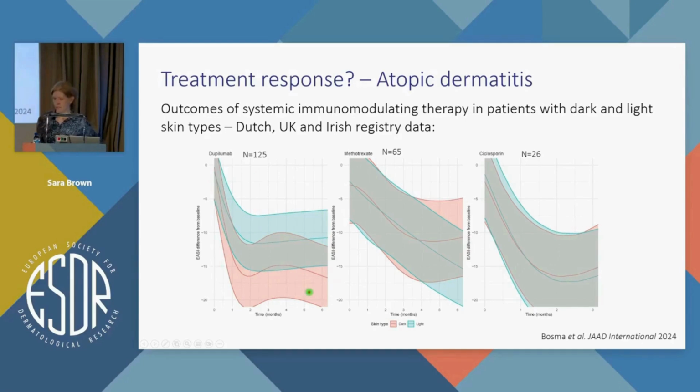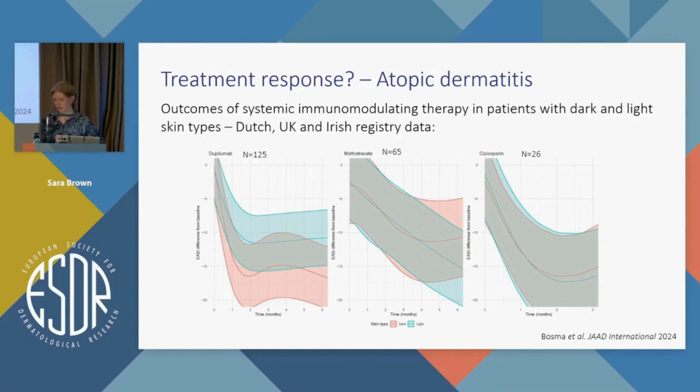We didn't see any differences with methotrexate and cyclosporin. The grey is the overlapping confidence intervals. So it's not a dead cert. There's a lot of overlap, and it's retrospective data, etc. There are biases in the patients that were chosen to receive dupilumab, obviously, because it's observational, so-called real-world data, but it's definitely something to consider.